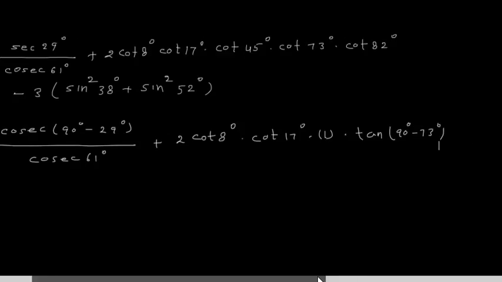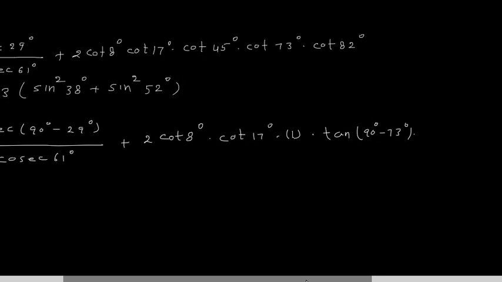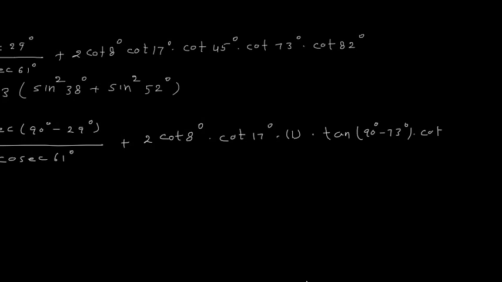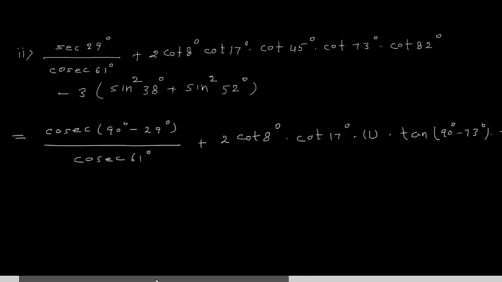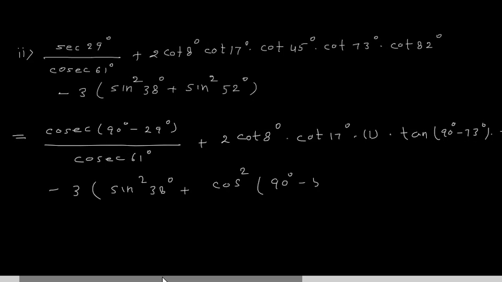So cot I will convert in tan. So I will write this as tan of 90 degree minus 82 degree. And then we have minus 3 times sine square 38. So we have the identity sine square plus cos square. So this is sine square 38 plus this sine I will convert in cos, so it is cos square. The angle will become 90 degree minus 52 degree.